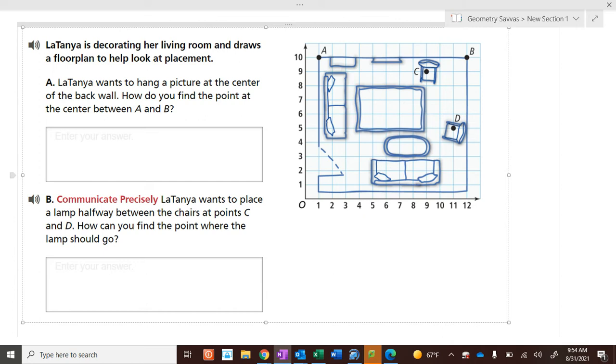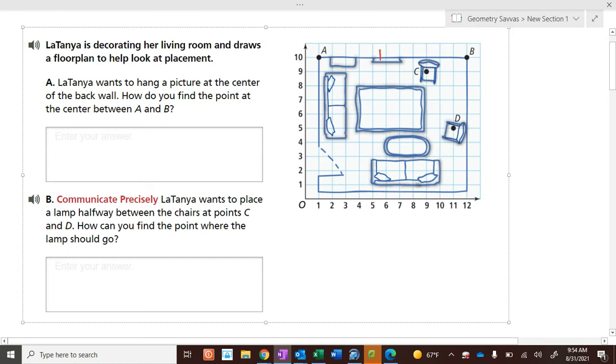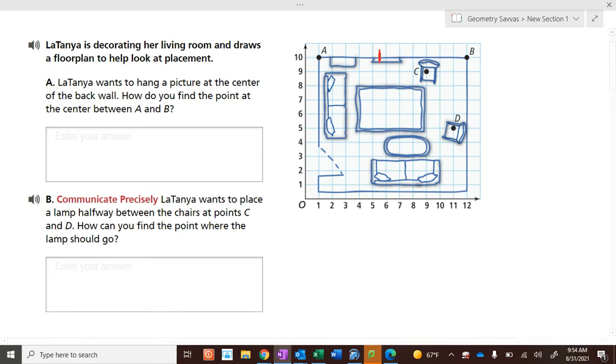But 5.5 isn't the center of this. 5.5 is part of it. But if I hit a nail at 5.5 right here, does that look like it's halfway in between A and B? No. It's 5.5 from 1 or 5.5 back from 12.